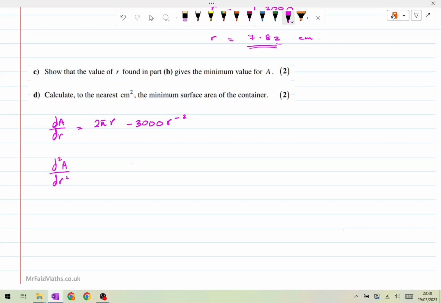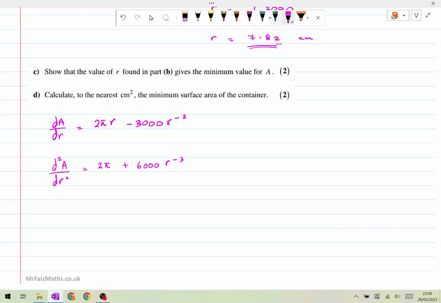So I've already got written here the first derivative which we found for part B. So if we differentiate this now, the first bit will just become 2 pi, differentiating with respect to R. Then this part, when we differentiate, that's going to give us minus 2 times minus 3000, which will give us plus 6000 R to the power minus 3.